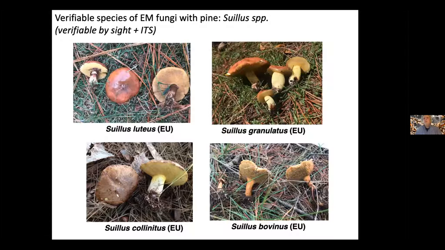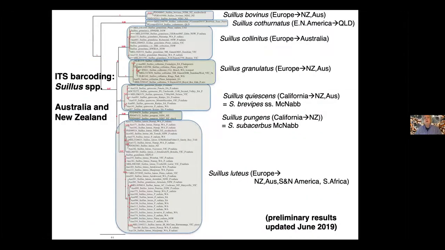Quite a few of these species that have been broadly introduced can be recognized by sight, by an expert, in combination with ITS sequencing. And one of the focal groups has been the genus Suillus. There's a handful of these that have been broadly introduced around the world with exotic pines. Using ITS barcoding, Suillus works really well. You can really nail down the species, and we can begin to conjecture where they came from.